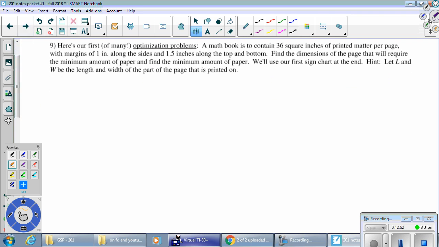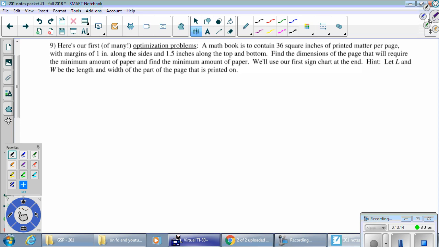Number 9. Here's our first of many optimization problems. A math book is to contain 36 square inches of printed matter per page with margins of 1 inch along the sides and 1.5 inches along the top and bottom. Find the dimensions of the page that will require the minimum amount of paper and find the minimum amount of paper. We'll use our first sign chart at the end, and then there's a hint about L and W.